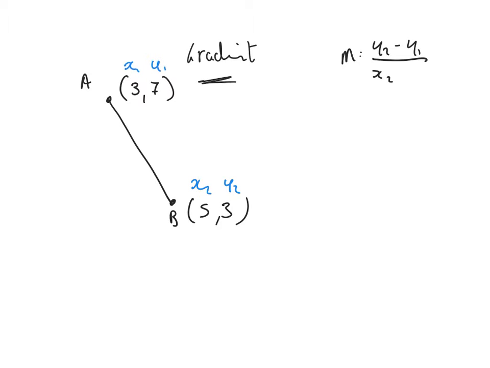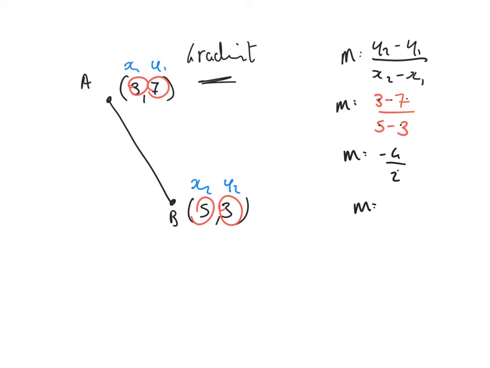The gradient, remember, is given by that formula. Always the same, y2 minus y1 over x2 minus x1. So there's y2, there's y1, there's x2, there's x1. So y2 minus y1, that's 3 take away 7, over x2 minus x1, and that's 5 minus 3. Okay, so 3 take away 7 is minus 4, and 5 take away 3 is 2. Minus 4 divided by 2 is minus 2.